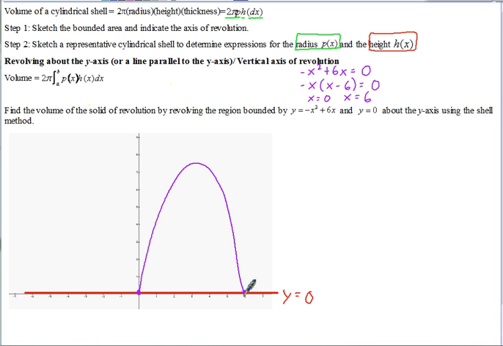And then what we're going to do is take this and revolve it about the x-axis. Sorry, about the y-axis, I should say. So you can put a little circular arrow there to show that's what it's revolving around. And then we can draw our representative rectangle somewhere in this region enclosed.